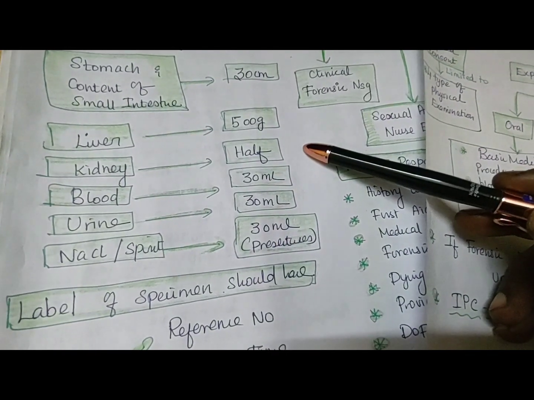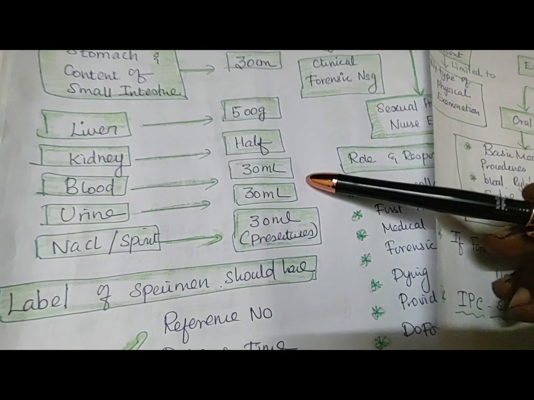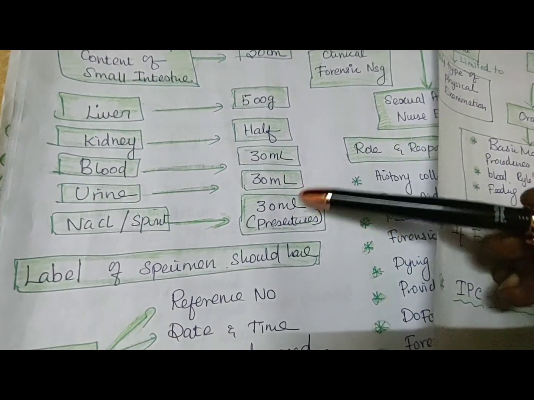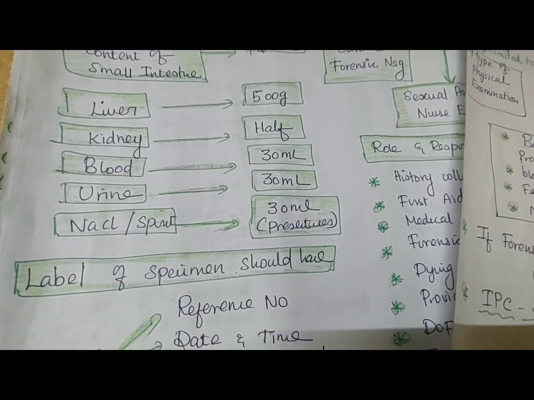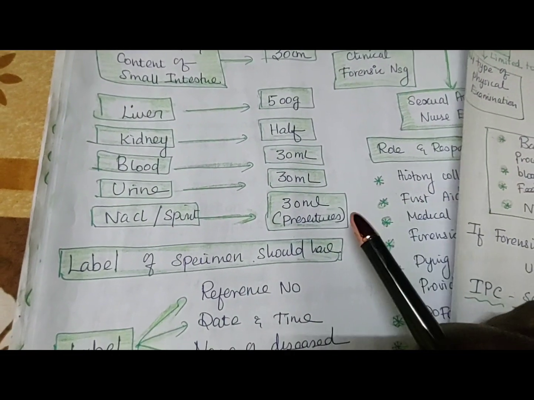Kidney, half of the kidney is needed for the investigation. Blood sample, 30 ml is needed for DNA test and other analysis. Urine sample, 30 ml is needed. And then sodium chloride and the spirit are also needed. Nearly 30 ml you have to present.